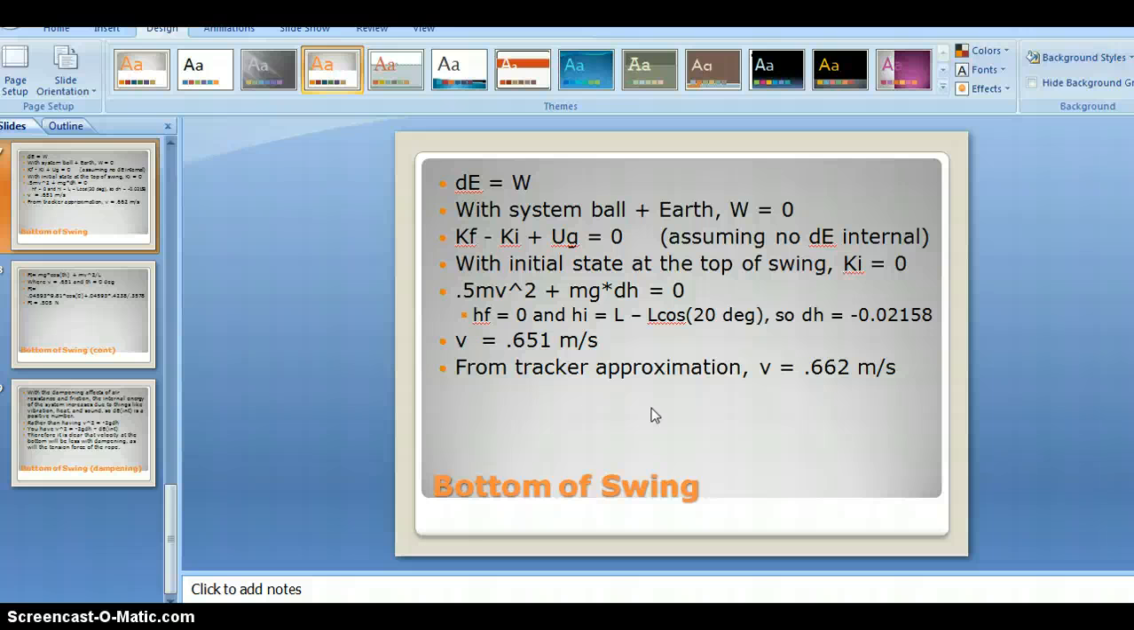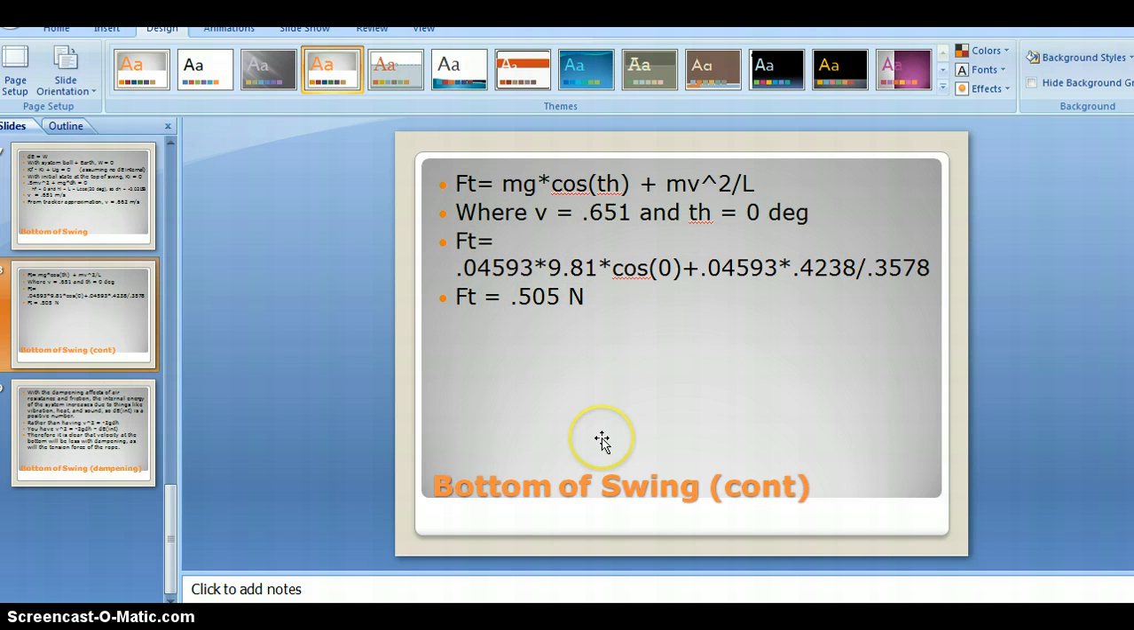So velocity turned out to be 0.651 meters per second. And I actually calculated the Tracker velocity by taking the slope mid swing and found velocity to be 0.662, which is a rather good agreement for such rough approximations. Plugging this into the equation we found earlier, where this time velocity is 0.651 and theta is 0 degrees, the force due to tension turned out to be 0.505 newtons, greater as we would expect it to be.